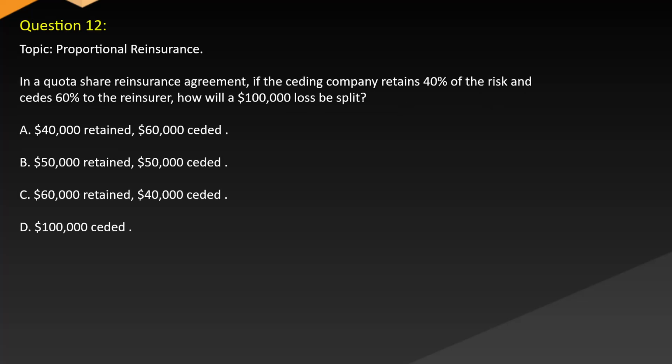Question 12. Topic: Proportional reinsurance. In a quota share reinsurance agreement, if the ceding company retains 40% of the risk and cedes 60% to the reinsurer, how will a $100,000 loss be split? A. $40,000 retained, $60,000 ceded. B. $50,000 retained, $50,000 ceded. C. $60,000 retained, $40,000 ceded. D. $100,000 ceded.